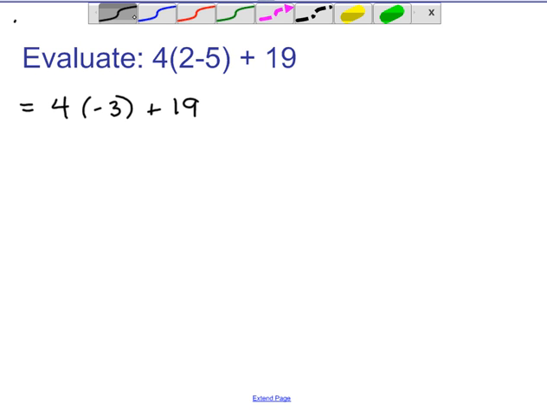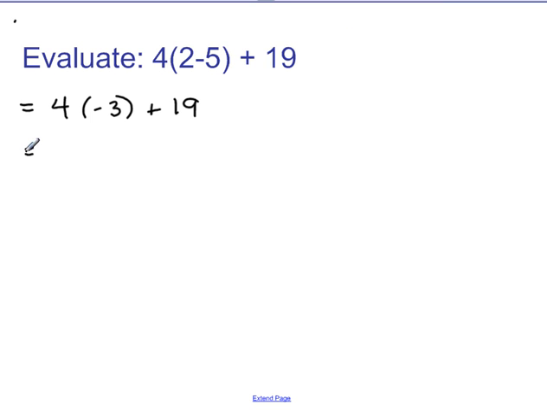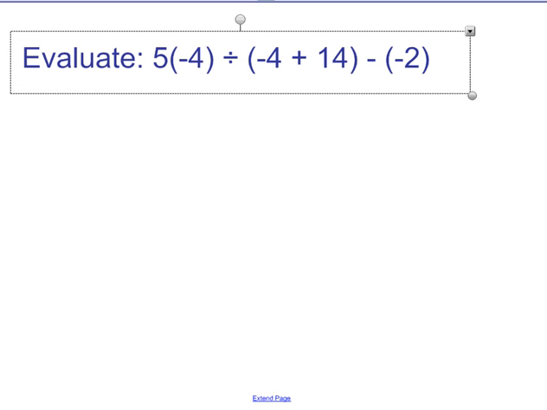So we're going to do that next because BEDMAS says to multiply next. So 4 times negative 3 is negative 12. And then again, we just write the plus 19. Remember, whenever you're doing an order of operations question, don't change the way that the question is written. So the 19 will always go at the end. And now finally, negative 12 plus 19 is 7, and that is the final answer. So we'll look at one more problem.